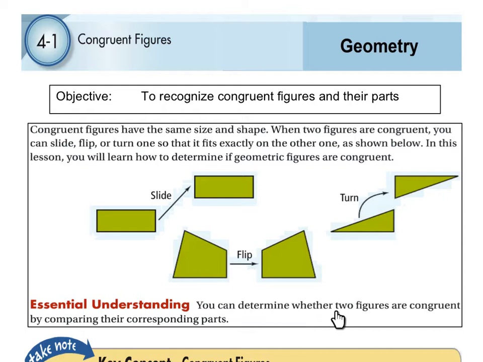Now, you can determine whether two figures are congruent by comparing their corresponding parts. We talked about corresponding parts in Unit 1, and really the definition was corresponding angles that are in the same position. Well, corresponding parts are parts that are in the same position.